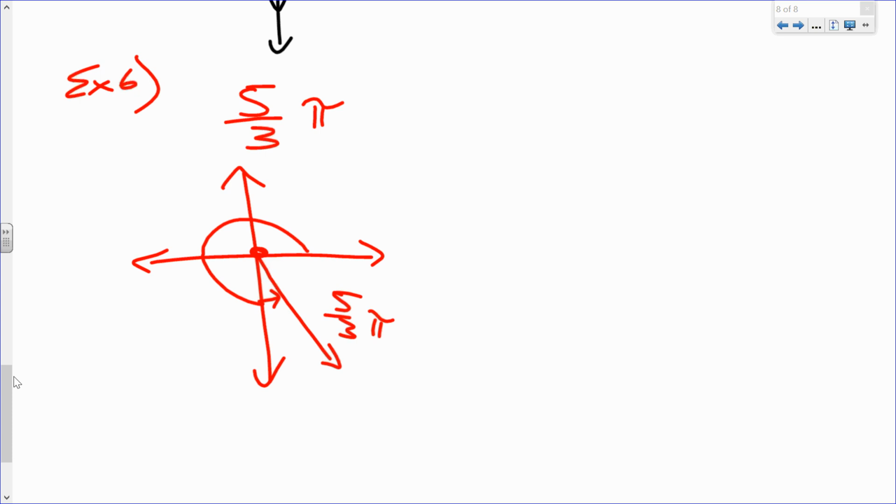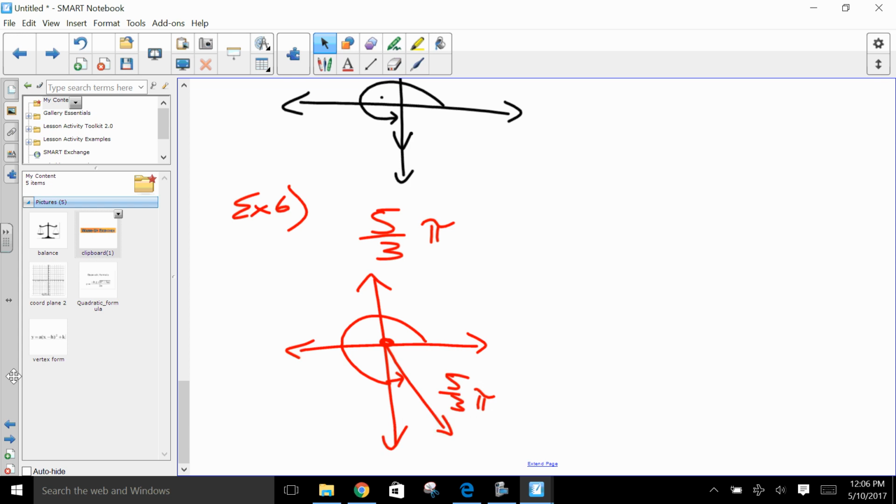Easy, right? Okay. You'd be surprised at how confused students get when you start dealing with radians. It's crazy. All right.